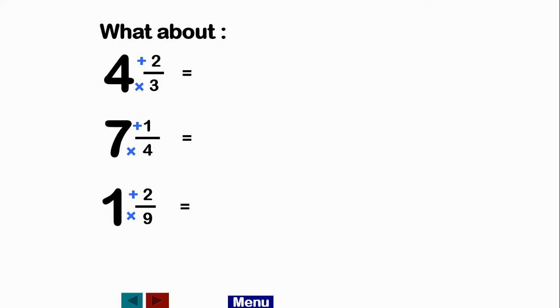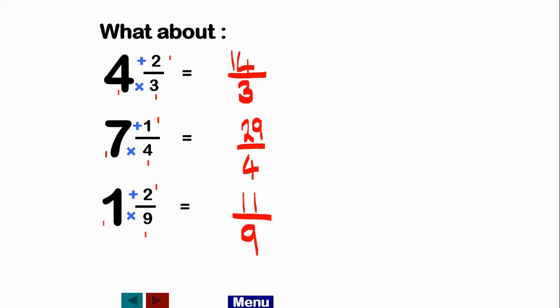So let's have a quick look at how these work out then. The 3 times the 4 gives me 12, plus the 2 makes me up to 14. So my top number becomes 14 and it goes back over the original 3. My second one, the 4 times the 7 is 28, plus the 1 makes me up to 29. And that goes back over the original 4. For my last one, the 9 times the 1 gives me 9, plus the 2 gives me 11/9.